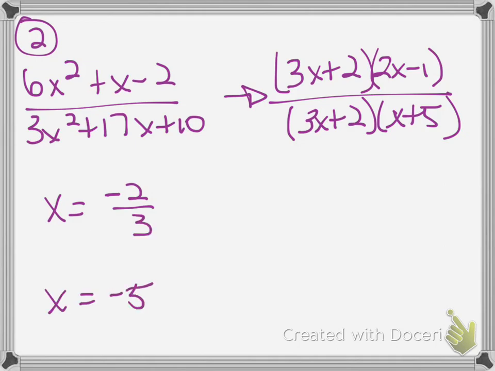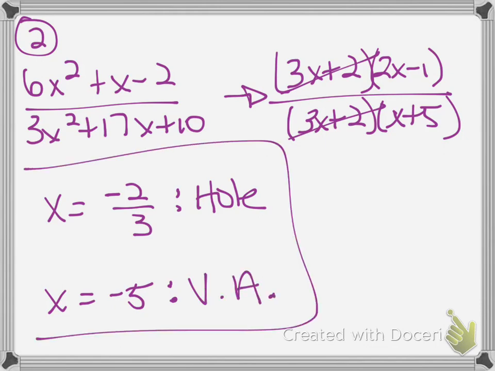So now I need to determine if they're holes or vertical asymptotes. Okay, so the 3x plus 2, I do have a matching one in the numerator where it eliminates. So therefore, the -2/3 is a hole. Okay, and then when x equals -5, if you notice, there's no matching factor to eliminate, so that would be a vertical asymptote. So that gives you that information there. So those are finding the points of discontinuity. So again, points of discontinuity, you either have a vertical asymptote or you have a hole, okay?